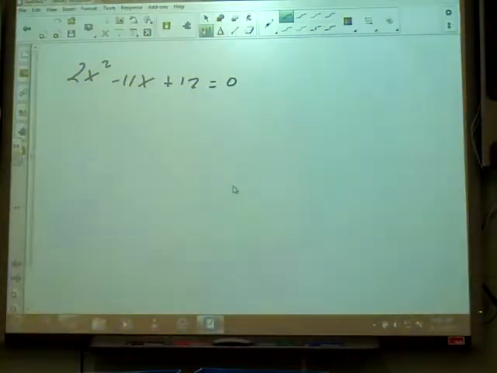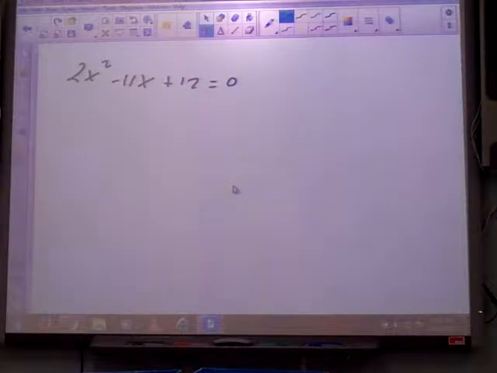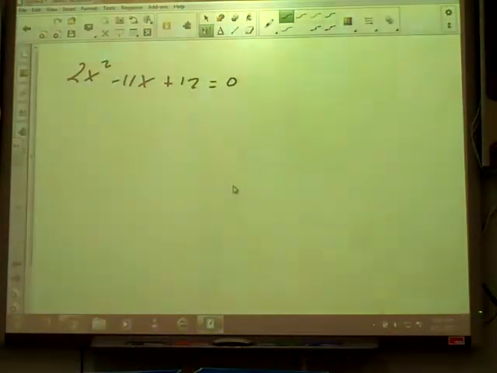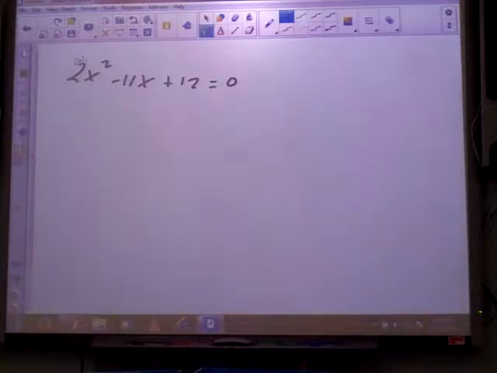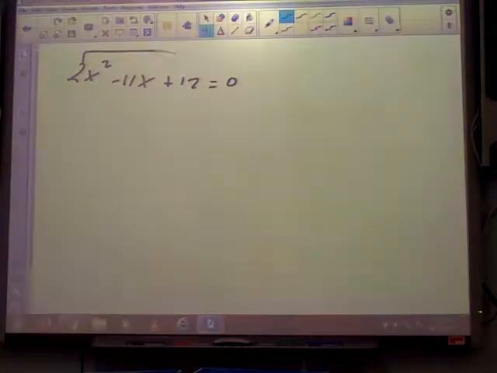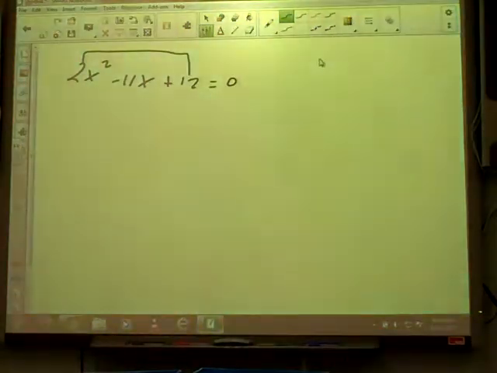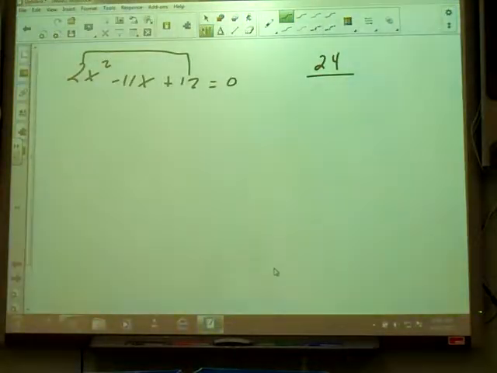Okay? He did tell you in the video, and it's true, you always have to look for a GCF first. But this one doesn't have one because 11's prime, so 2 can't go into 11. So we don't have a GCF. For the last problem, the first thing I did after that was A times C, but this time my A is not 1. So I got 2 times 12, which is 24.